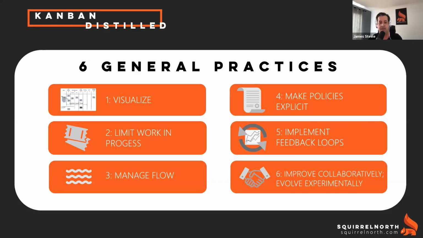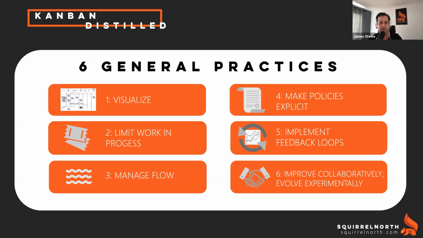So we discover that if we want to be more predictable, we want to be less overburdened, we want to get things done more quickly, limiting the amount of things we're working on at the same time can really provide a lot of benefits in that regard. You'll also hear a lot of talk about flow when you're discussing the Kanban method.